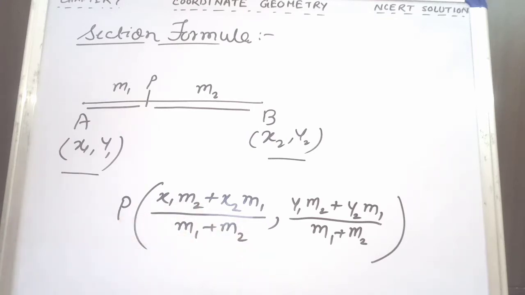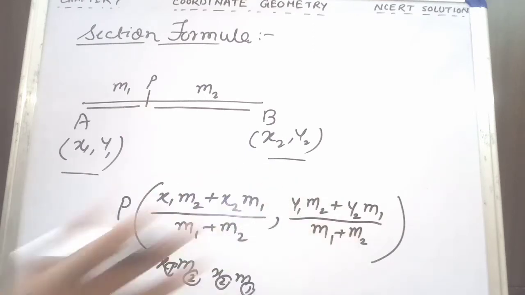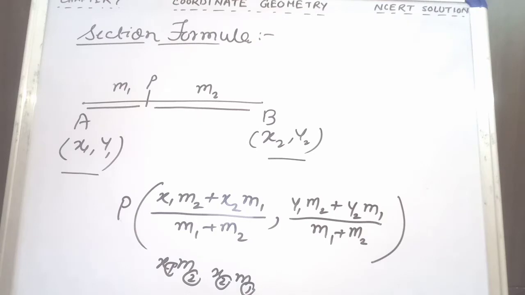For the numerator, just remember that two same numbers will never come together. When x1, then M2. When x2, then M1. Similar for the y coordinate. This is the section formula.